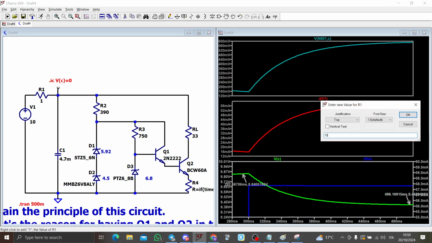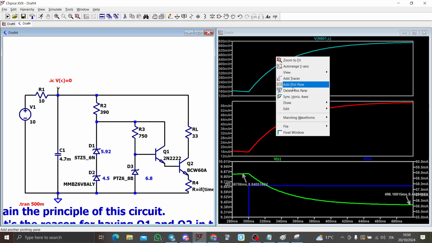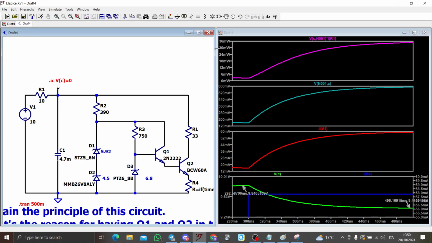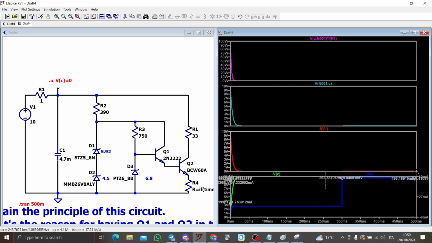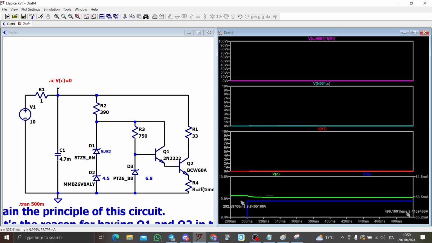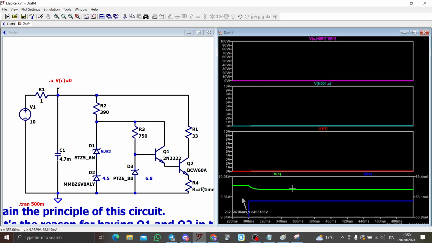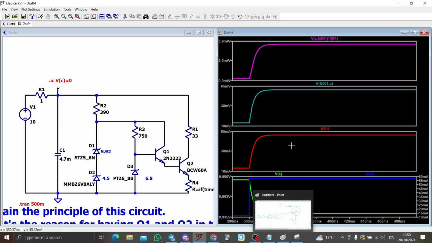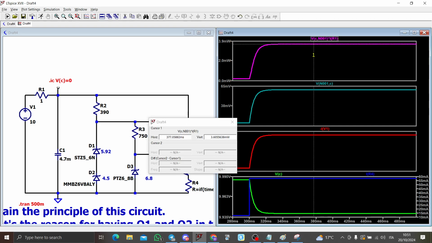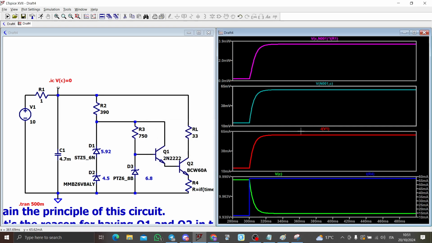Now what kind of dissipation do you have? Let us check the dissipation of this resistor. You have 36 milliwatts of dissipation. Now you change to 1 again. Let me zoom everything on what we need. Control Y. As you can see, the drop voltage is less. The dissipation is also less.